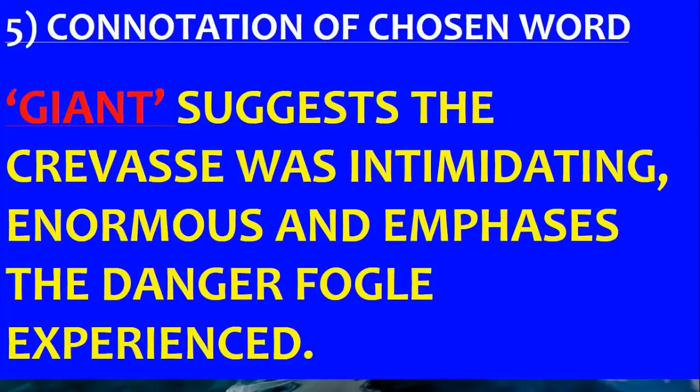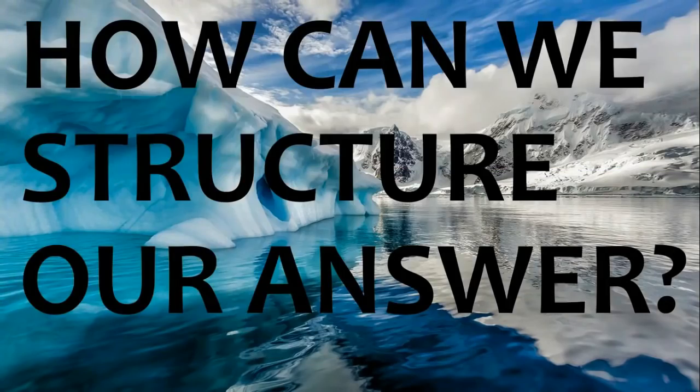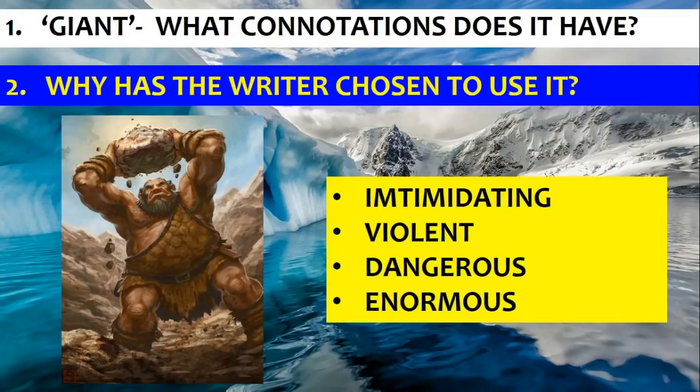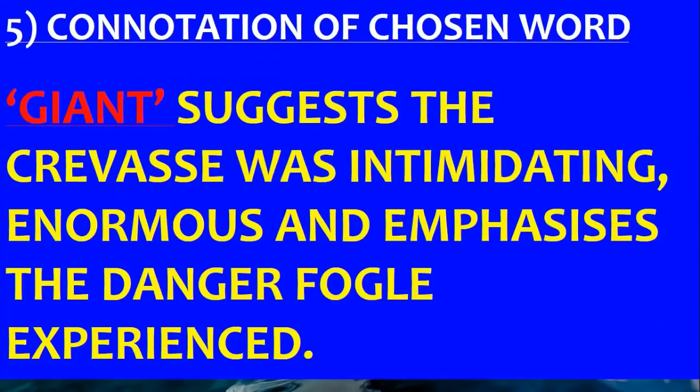So giant suggests, we're going back to our connotations. So what does giant suggest? Well, to me, giant suggests the crevasse was intimidating, enormous, and emphasises the danger Fogle experienced. So I'm saying that the use of the word giant as opposed to big makes it sound really intimidating, and we can almost imagine ourselves being there and panicking like Ben Fogle would panic.